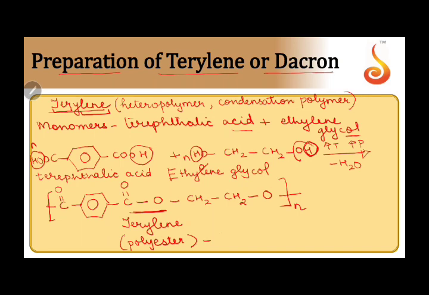Once again, polyester is used as a fiber. It can be used in textile industry or it can be used as wrinkle-free clothing. Clothing that does not need to be ironed. These are the uses of terylene or dacron.